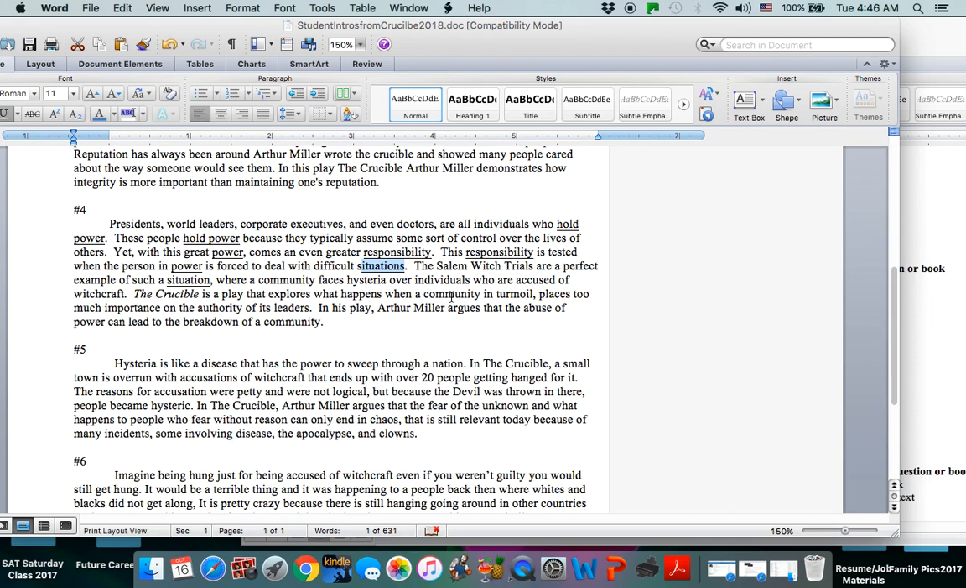The Crucible is a play that explores what happens when a community, there you go, community, places too much importance on the authority of its leaders. Do you see how all these words are repeating? Now check this out. You've got power and authority, you've got leaders, and then look, it goes way back up here. See how those connect? In his play, he argues the abuse of power can lead to the breakdown of the community. So we have power, and then we have community again. If you look at how all those words are connected, they flow together.